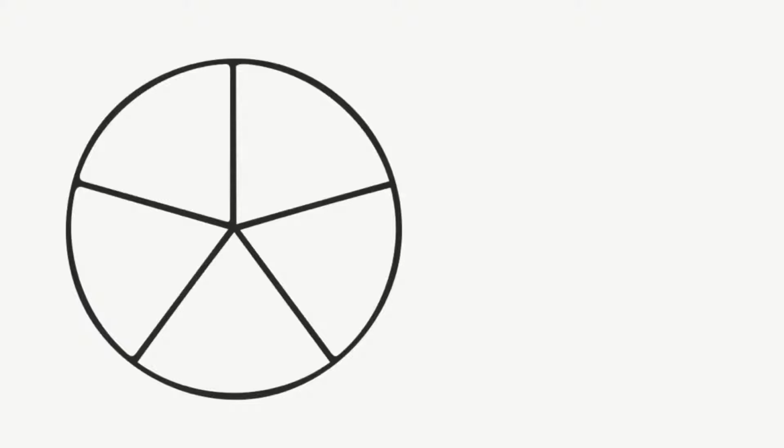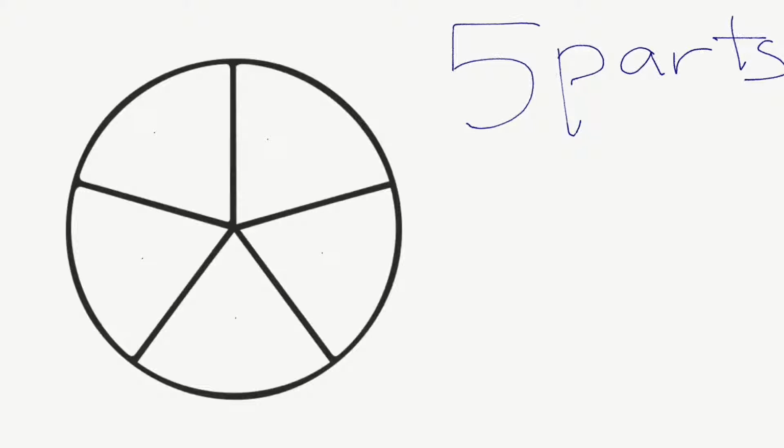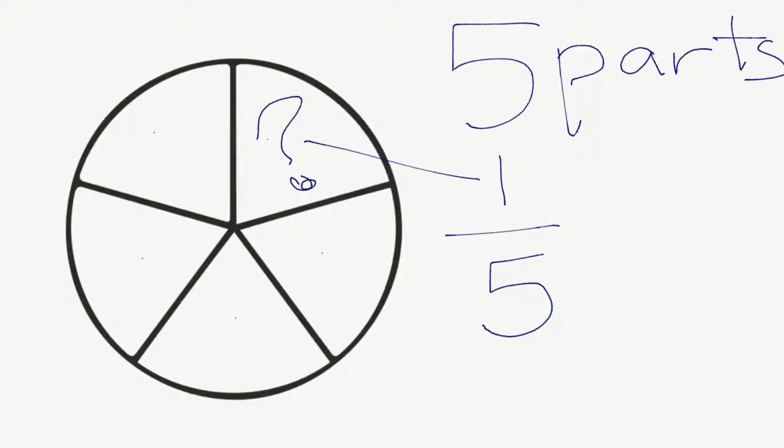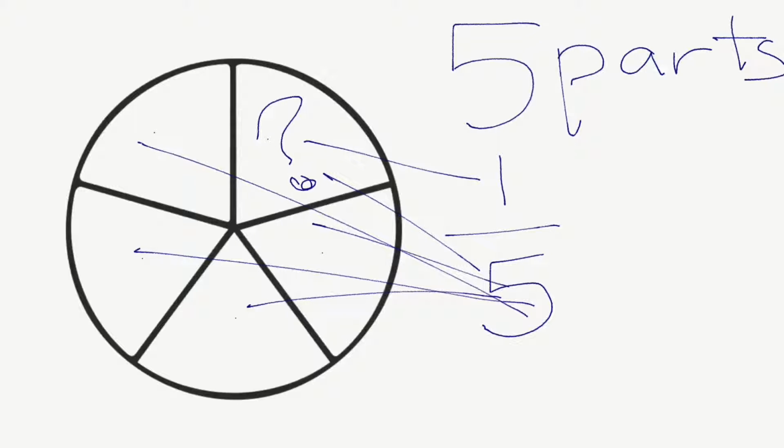Okay, let's review. So, when I'm talking about the parts, how many are there? We have 1, 2, 3, 4, 5 parts. What do I call just one of these parts? I call it 1/5. That means it's one of 1, 2, 3, 4, 5 parts.